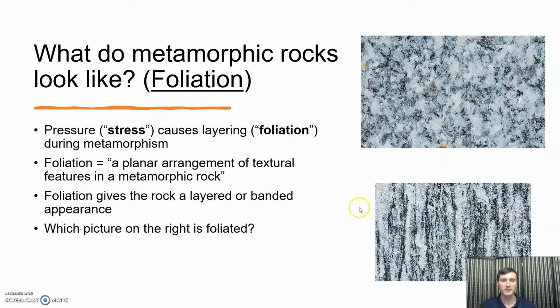On the other hand, in the metamorphic rock, we do see a pattern. We have these sort of stripes, these black lines all going in the same direction across the rock. This is called foliation. It's a result of the pressure that rocks experience during metamorphism. And this foliation gives them this sort of layered or banded appearance.